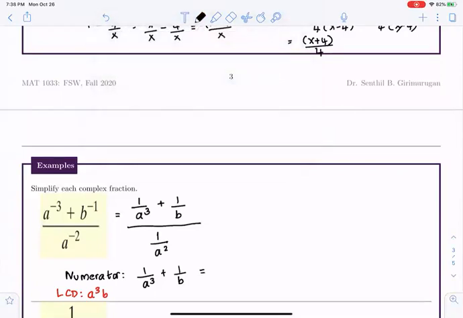So I need a b in the first fraction, so multiply and divide by b. And I need an a cubed in the second denominator, so multiply and divide by a cubed. We have a common denominator, so that would simply be a cubed plus b divided by a cubed times b.